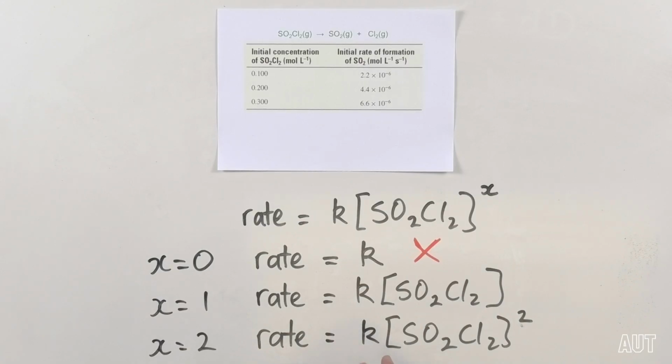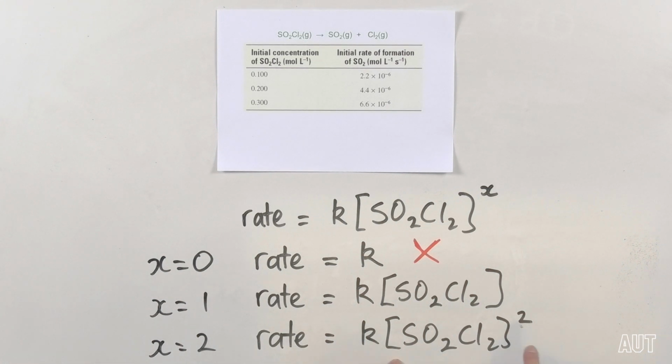That's saying that the rate is equal to some constant, which we don't have to worry about yet, multiplied by the concentration of SO2Cl2 squared. In other words, the rate is related to the concentration in a squared fashion. As we double the concentration, the rate should go up by a factor of 2 squared, which would be 4. If we triple the initial concentration, then the initial rate should go up by a factor of 3 squared, which is equal to 9. There's a squared relationship between them.